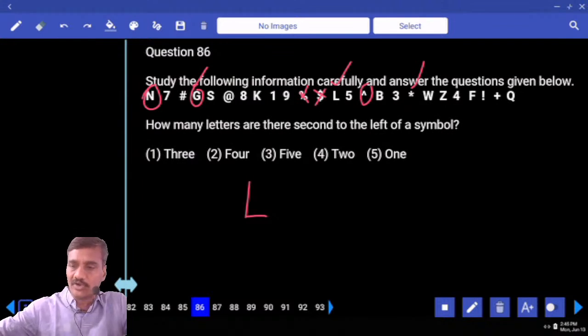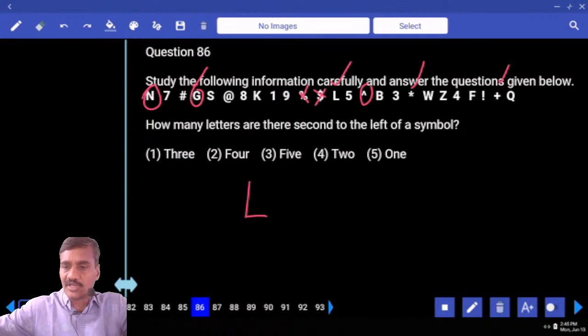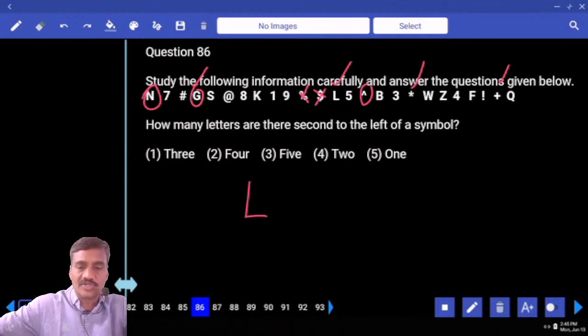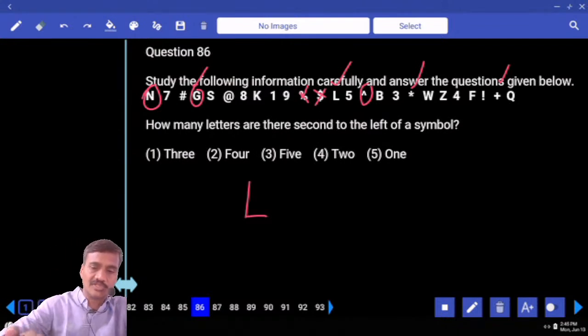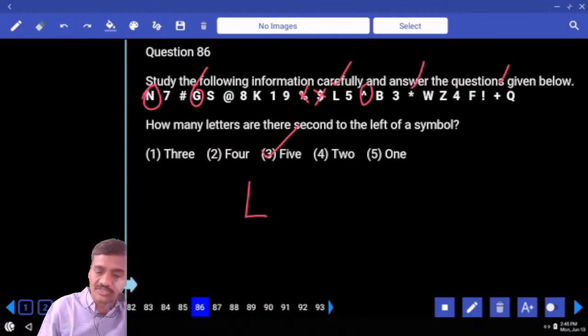And next one, that's it. And plus. Now plus is a symbol. Second to the left of it is F. And so what is your answer here? N, G, L, B and F. And altogether we have 5 such letters. 5 such letters, that is choice 3, question number 86.